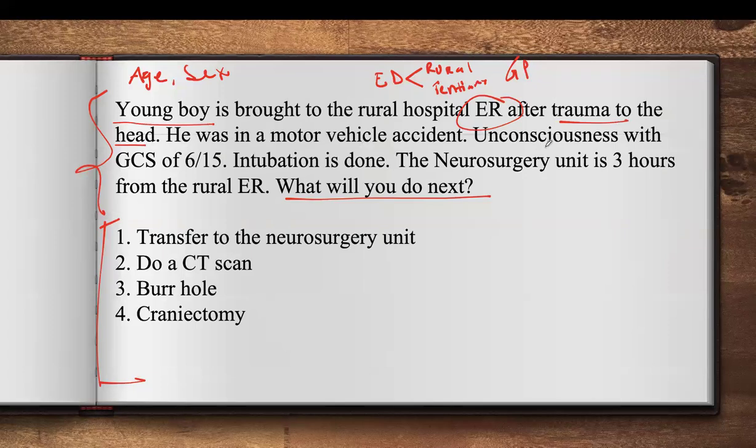Now you read quickly. He was in a motor vehicle accident. Now understand that he is unconscious with GCS 6/15. What we have done so far is intubate. The problem is the neurosurgical unit is 3 hours from the ER. This is the vital point in this question.